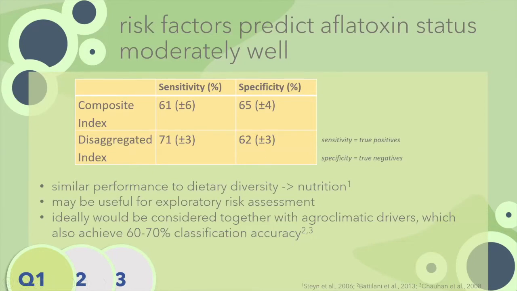And so what we're seeing here is that these risk factors really do predict aflatoxin status in households moderately well, but it isn't perfect. And so this may be useful just for an exploratory risk assessment tool. And ideally, these would be considered together with those also important pre-harvest agroclimatic drivers, models upon which have also achieved 60 to 70% classification accuracy. And I suspect that in future iterations of predictive modeling for aflatoxin status, combining both pre-harvest and these post-harvest indicators would achieve higher levels of classification accuracy than either could realize independently.